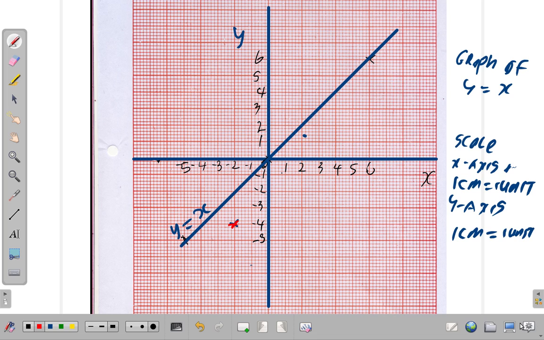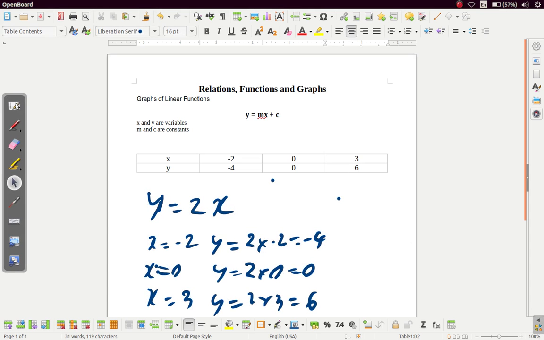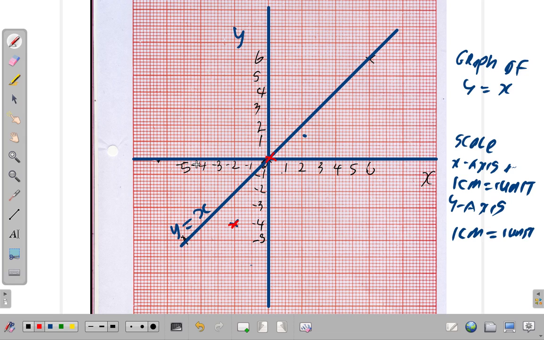Now the next point is 0, 0. I remember that. It's right here. And then the other point, what was it again? 3, 6. X is 3, y is 6. We identify 3. Y is 6. We move up so that we land right beside the 6. So what we have is this other point.